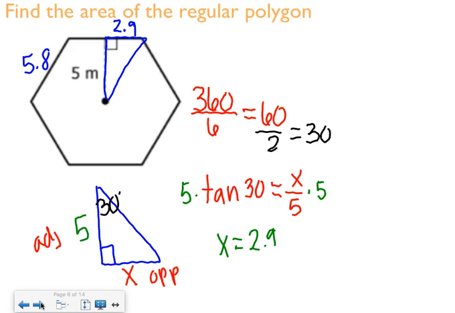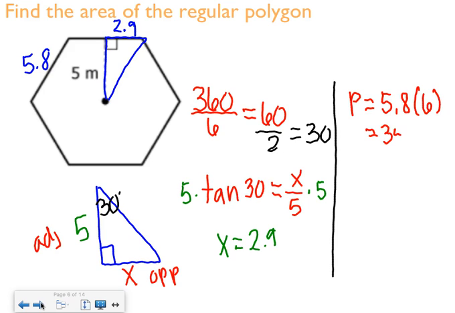And now we can find our perimeter to find the area. 5.8 times 6 gets us what? 34.8. What's our apothem length? 5. Now plug into our formula.